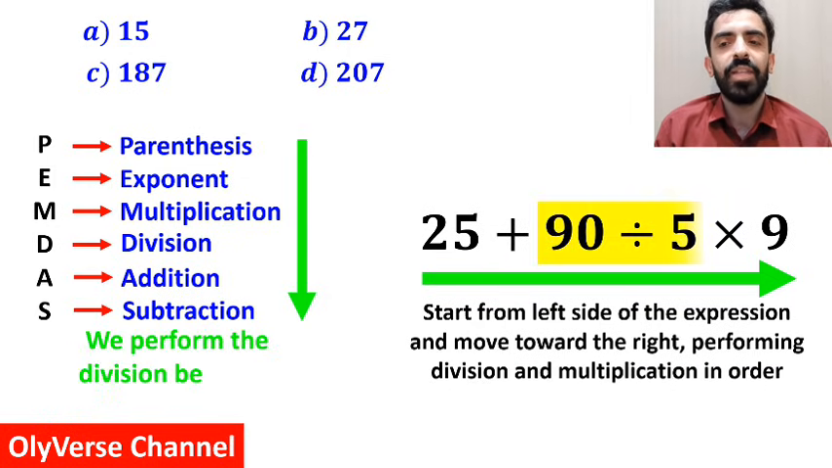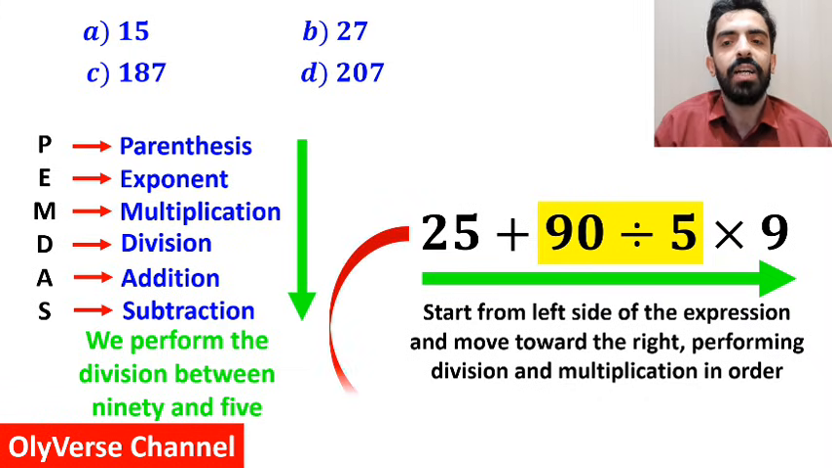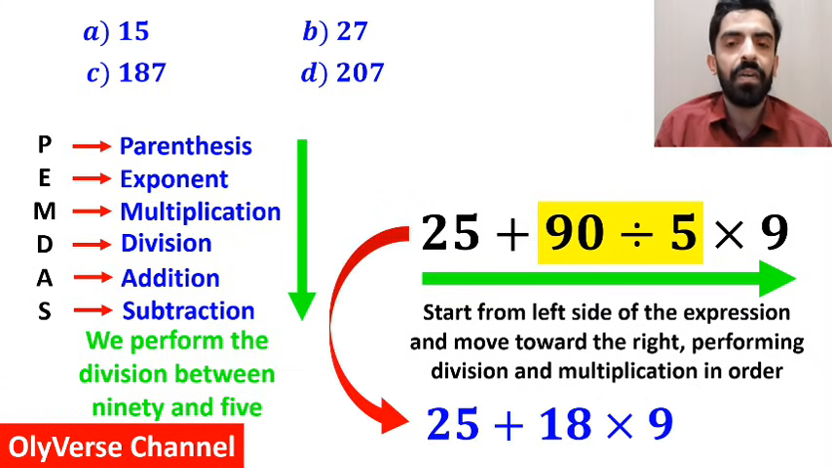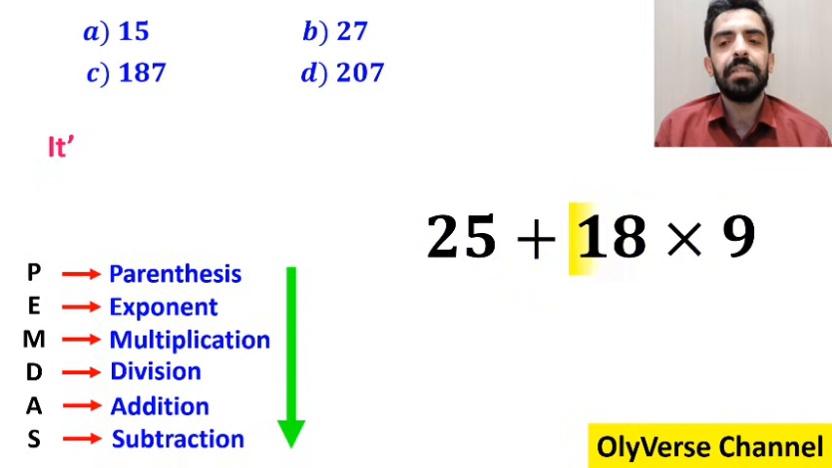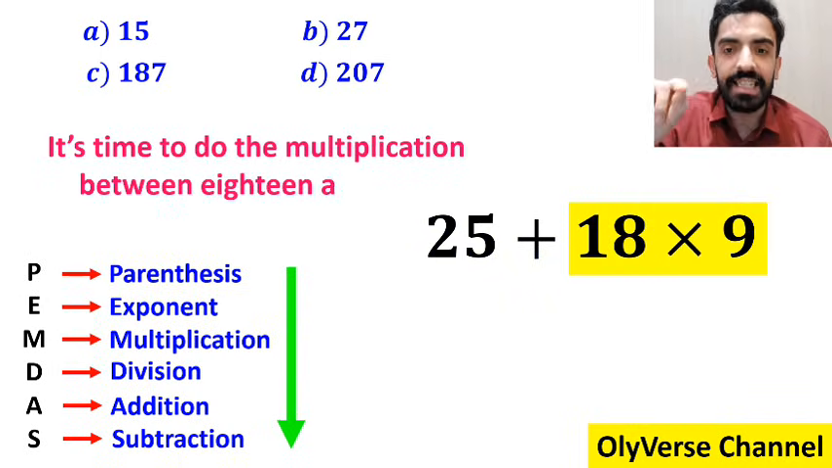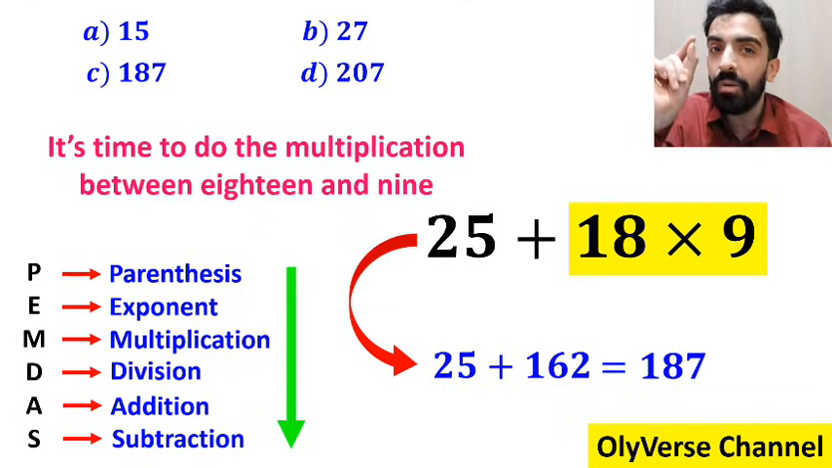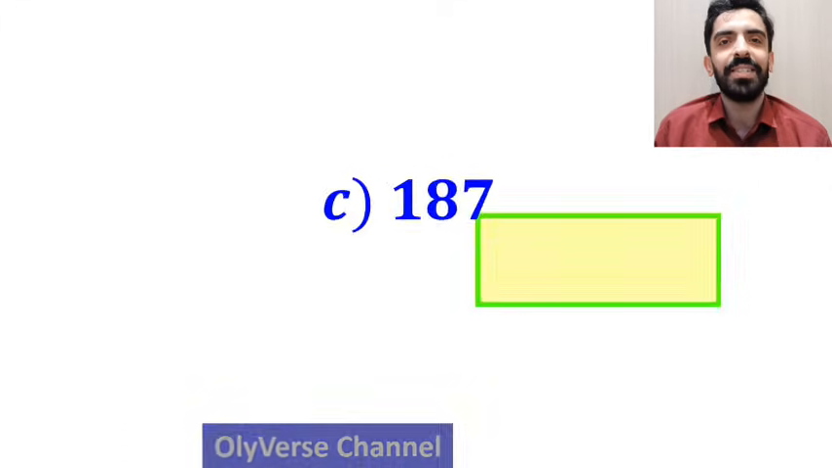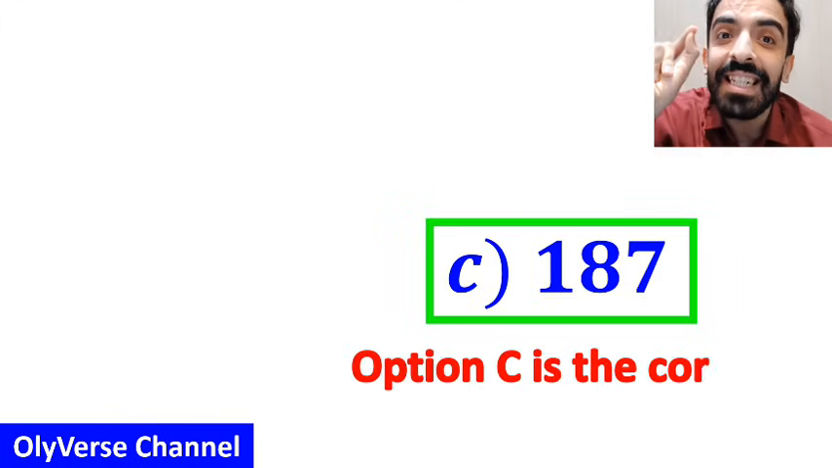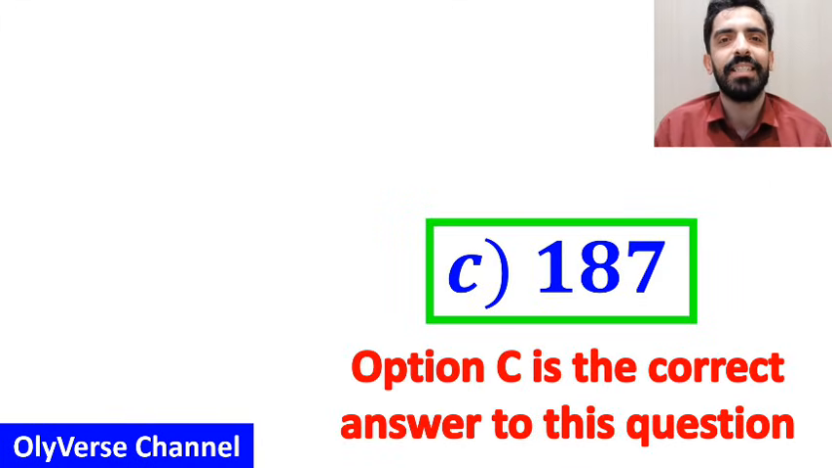So, first we perform the division between 90 and 5, and this expression simplifies to 25 plus 18 then times 9. Now, it's time to do the multiplication between 18 and 9, which gives us 25 plus 162. And finally, the value of this expression is equal to 187. That's great. Option C is the correct answer to this question.